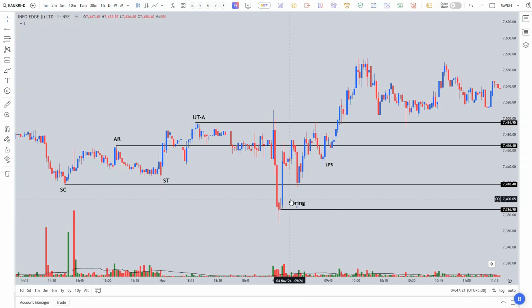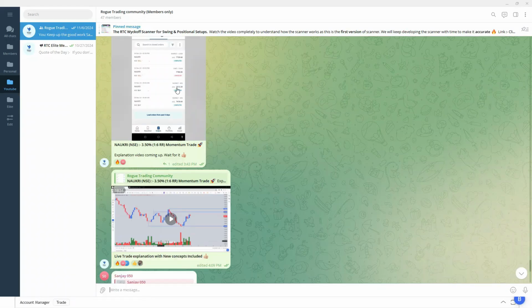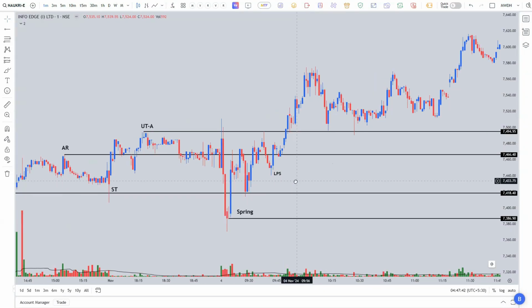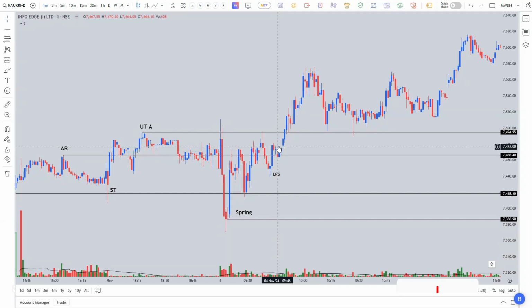Let me show the order book right here. So I think I've shared. Yeah. So here, as you can see, this trade was taken on 4th of November, right? And around 9:49, initially I executed 50% of my quantities at 7478. That is around this point, I guess. 7478. Yeah, here at this section, I've executed 50% quantities.